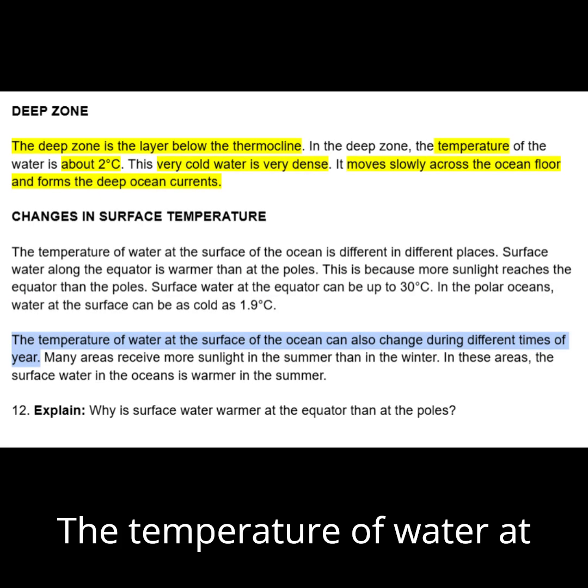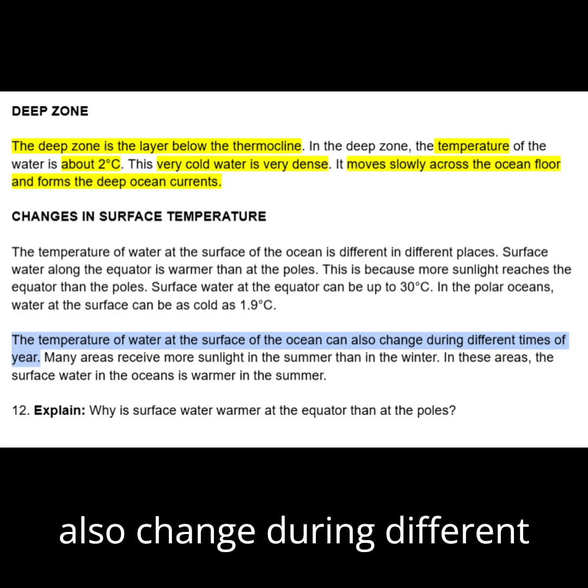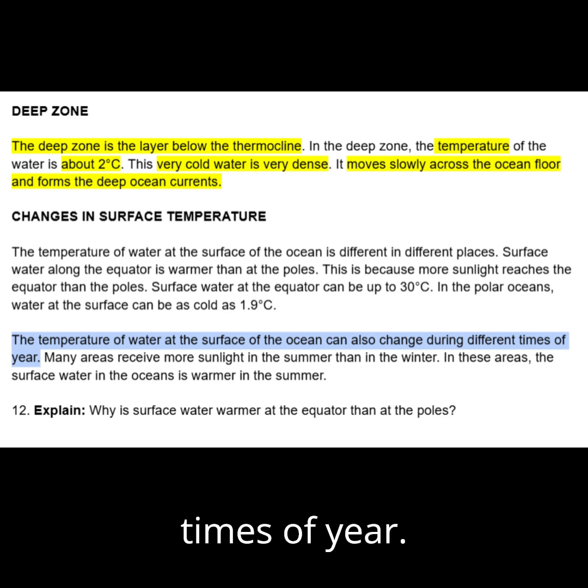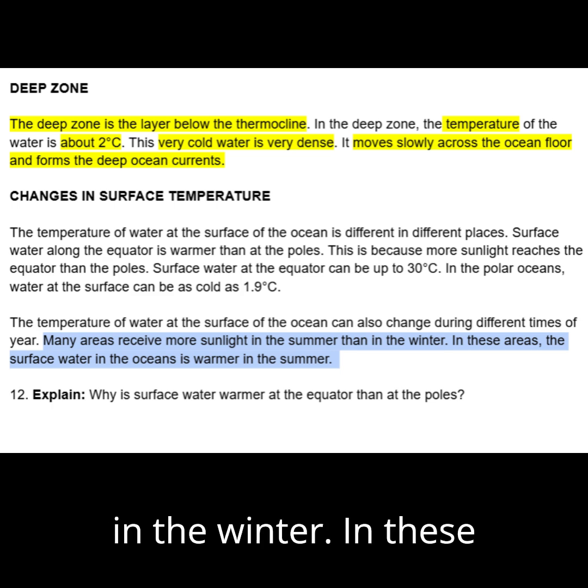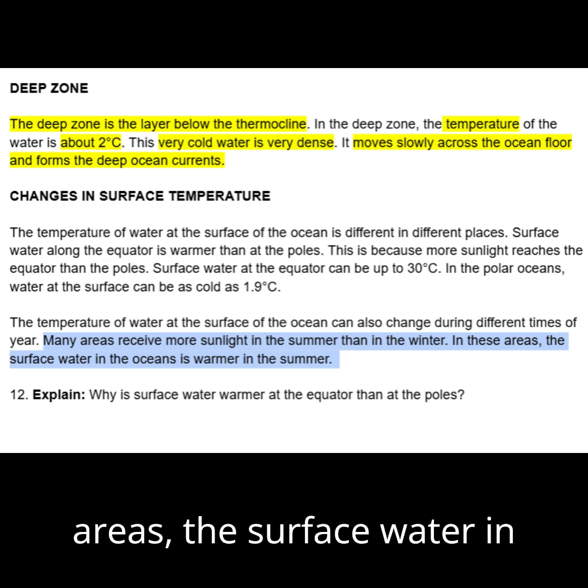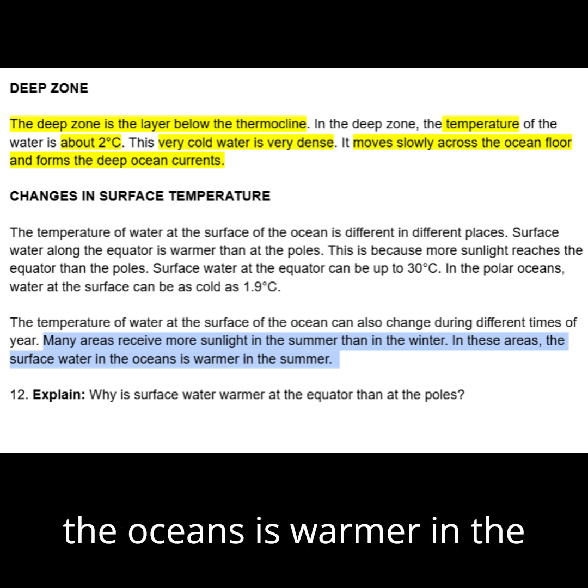The temperature of water at the surface of the ocean can also change during different times of year. Many areas receive more sunlight in the summer than in the winter. In these areas, the surface water in the oceans is warmer in the summer.